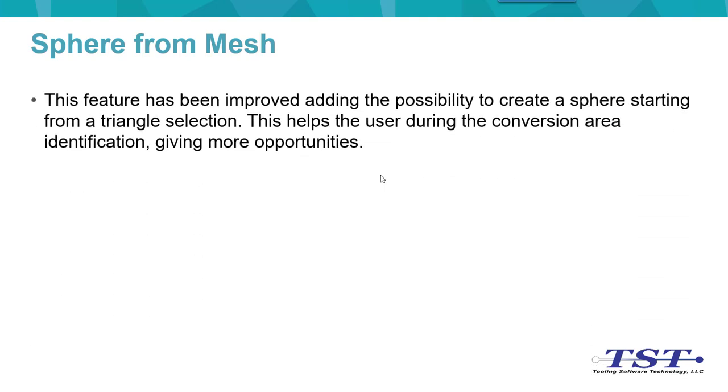Sphere from mesh. This feature has been improved, adding the possibility to create a sphere starting from triangle selection. This helps the user during the conversion area, identifying and giving more opportunities.